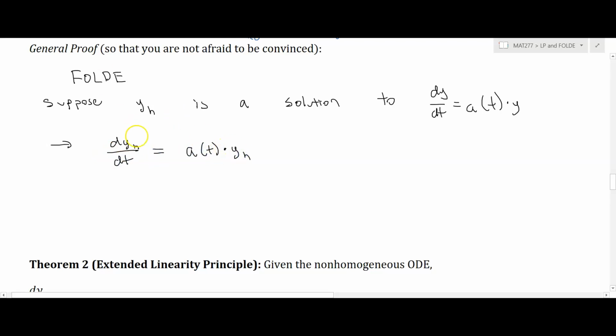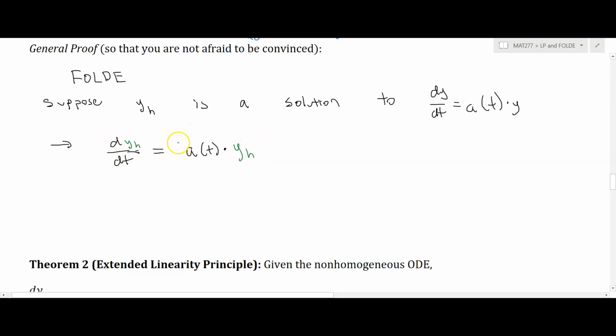So all I've done here in practice is I've used the condition from the first step, which basically said that suppose it is a solution. Well, if it is a solution, that means I should be able to plug in its derivative on the left, the function on the right, and I should get the two sides to be equal to each other.